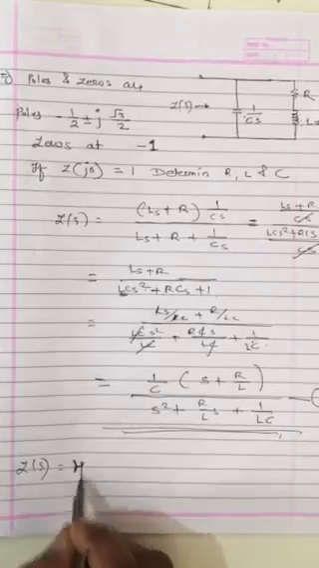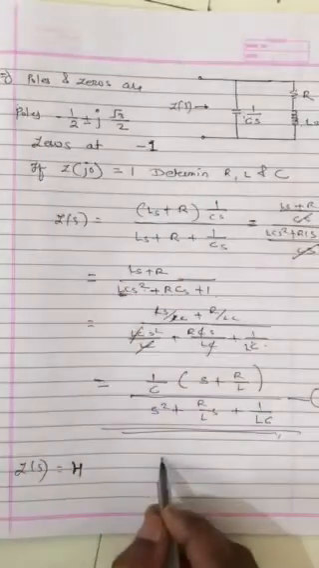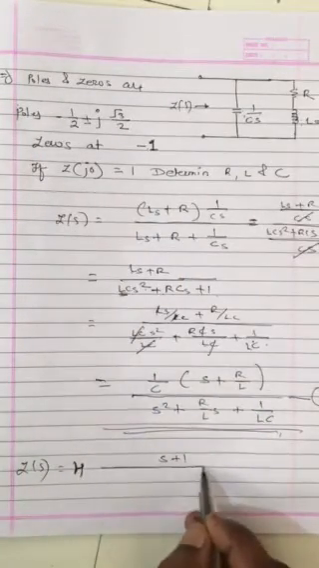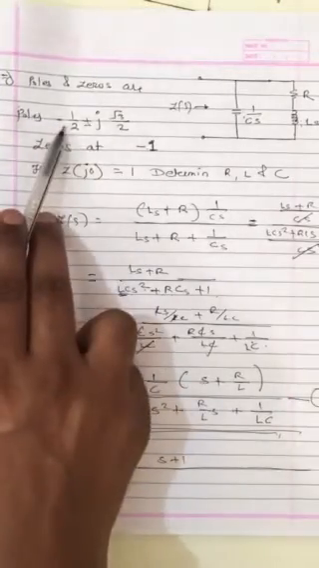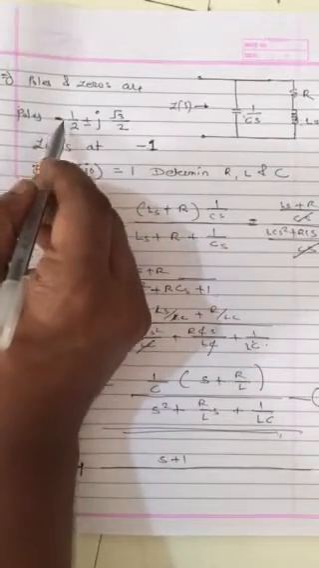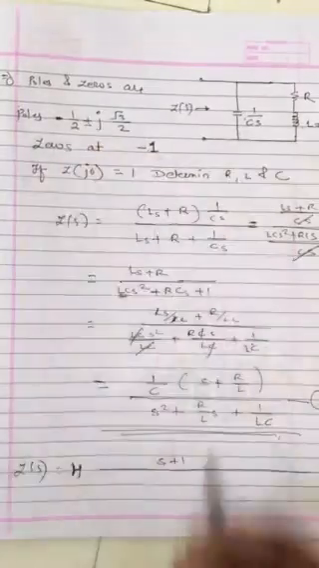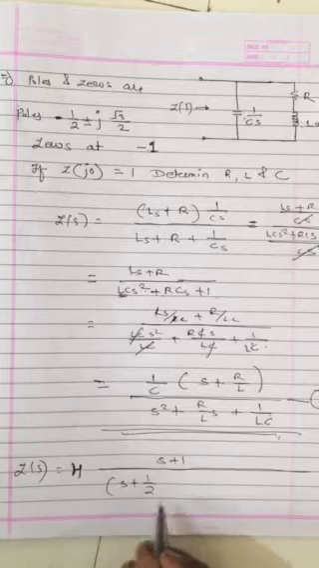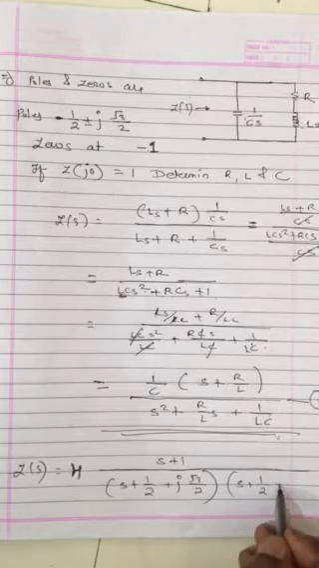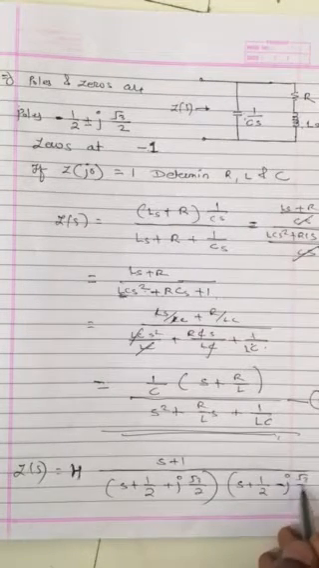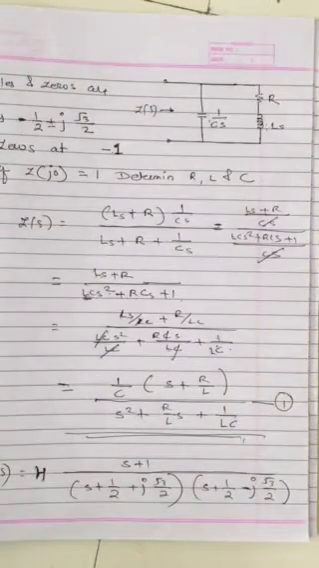Z(s) equal to H. Okay, this is the standard form, and in the numerator the zero is at -1, so I can write it as s + 1, right? When the equation is s + 1, it will have a root at -1. And in the denominator, the roots are complex, one with plus and one with minus. So I can write (s + 1/2 + j√3/2) and (s + 1/2 − j√3/2). Okay, I have got this particular equation.